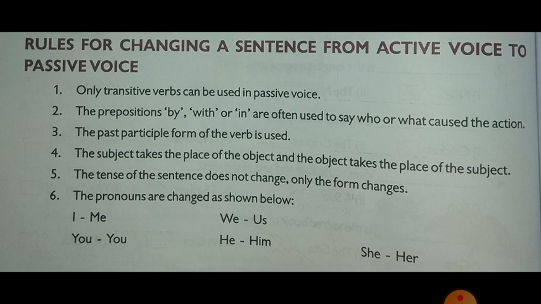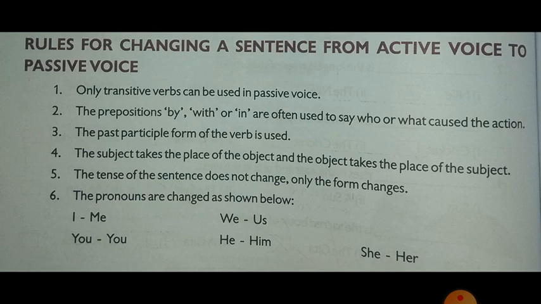I brought a cake. The action word is brought. Brought is the past form of bring. So what happens to this sentence in passive voice? The cake was brought by me. So brought is the simple past tense. Still it stays in the simple past tense only.